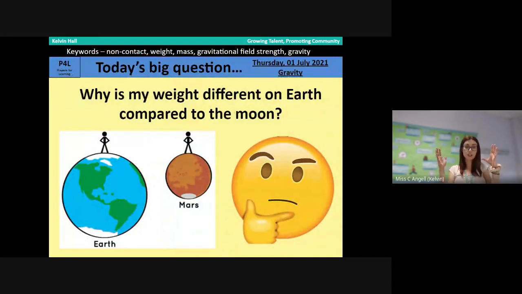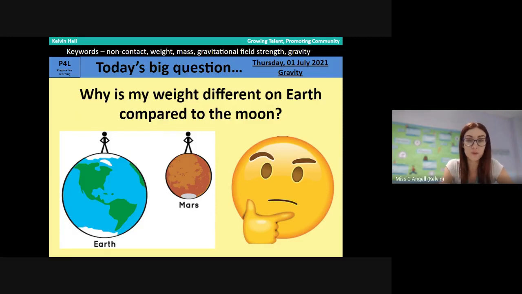Okay, so big question from today's lesson. Why is my weight different on Earth compared to the moon? Can you answer this now? Pause the video and ask your teacher to test you. Can you answer this question? Oh, I hope there was loads of hands up there. I hope there was lots of correct answers. So our weight is different because gravity is different.